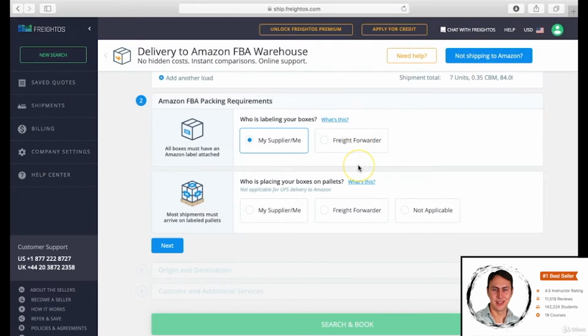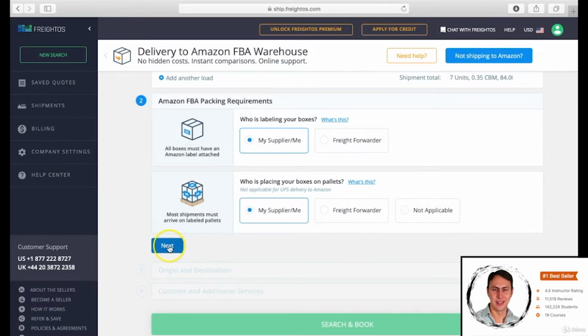Let's pass to the next step, who is placing your boxes on pallets. You should make a deal with your supplier about this. It is something that the supplier must do. It might be necessary to talk about it once more. Once again, if you choose freight forwarders for this section, you might have to pay a little higher.